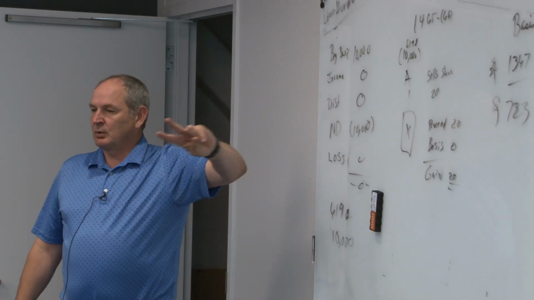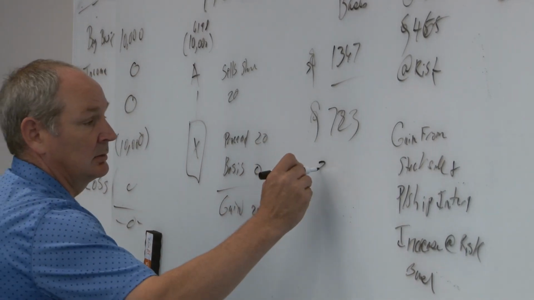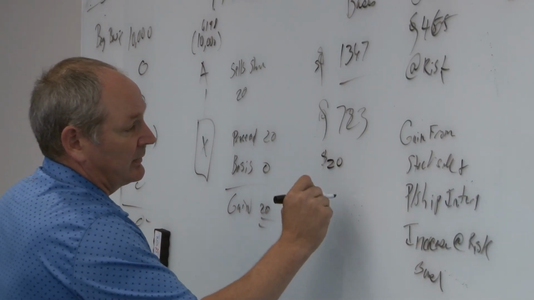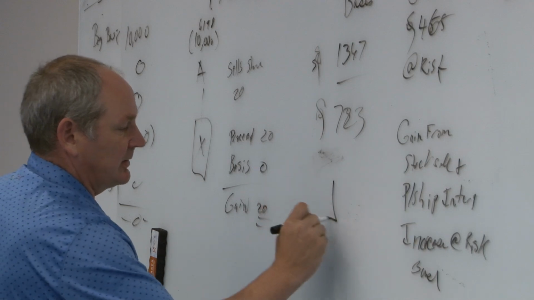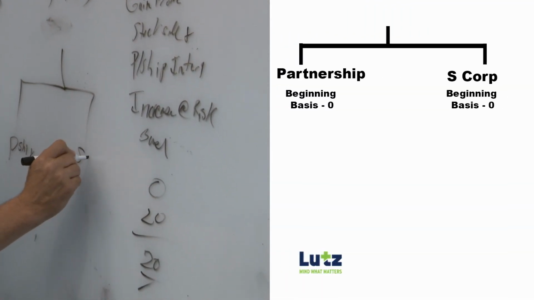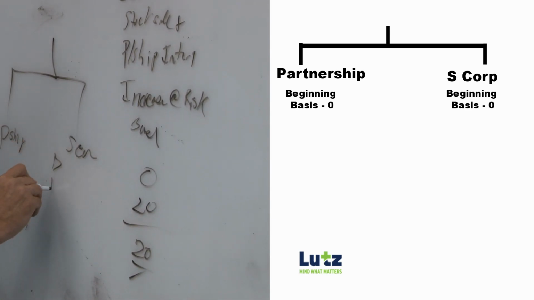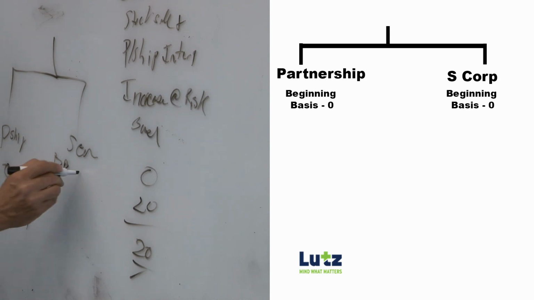So there's 2 court cases. One's a partnership court case and one's an S corp court case. And they split. The partnership and S corp says the 20 makes your basis. Let's do it this way. Partnership, S corp. Beginning basis. Both happen to be 0.